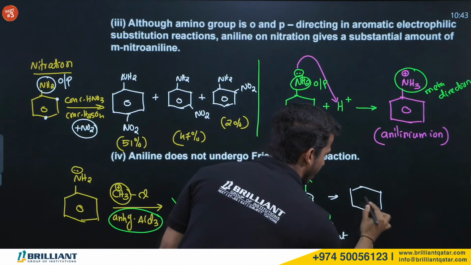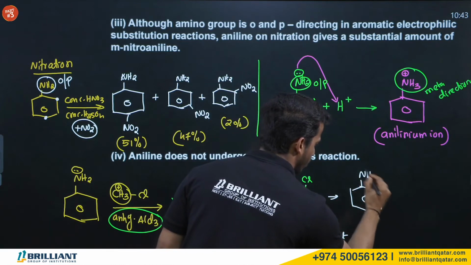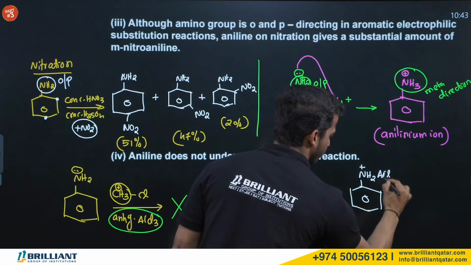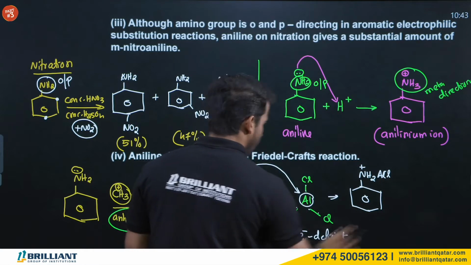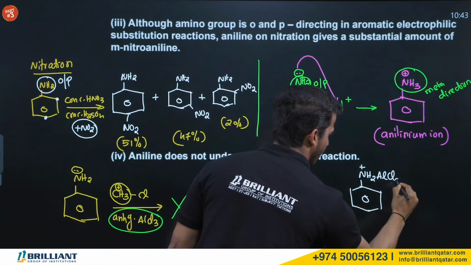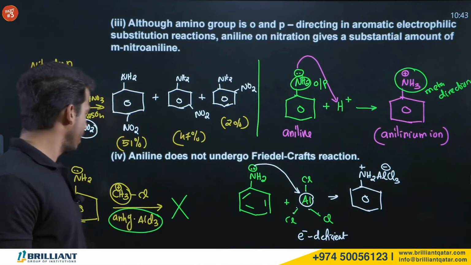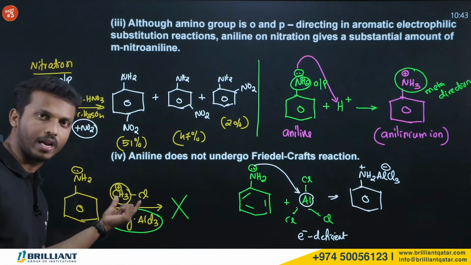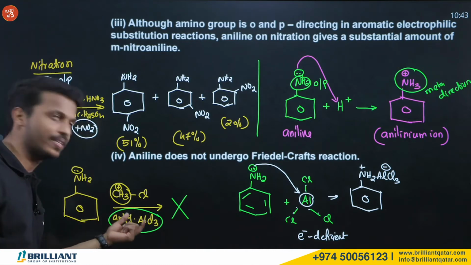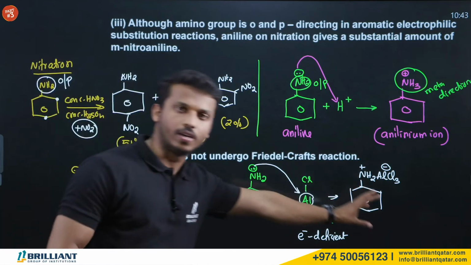So in aniline, the NH2 group donates the lone pair, so it will get a positive charge. This AlCl3 gains electrons, so it will get a negative charge. So actually aniline should react with the electrophile, the CH3 plus, but instead of that, it is reacting with which one? The anhydrous AlCl3 catalyst. So it is forming a salt.